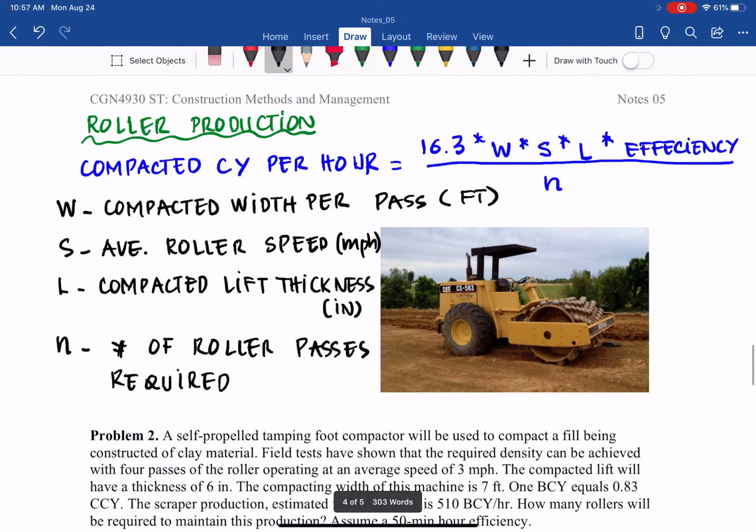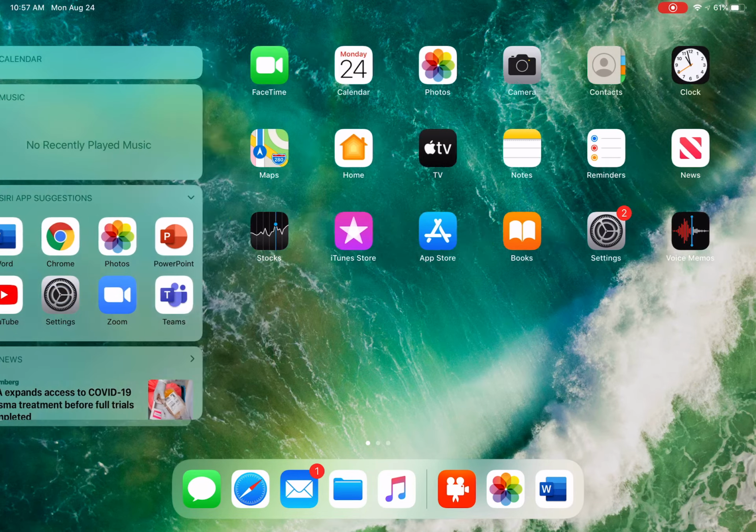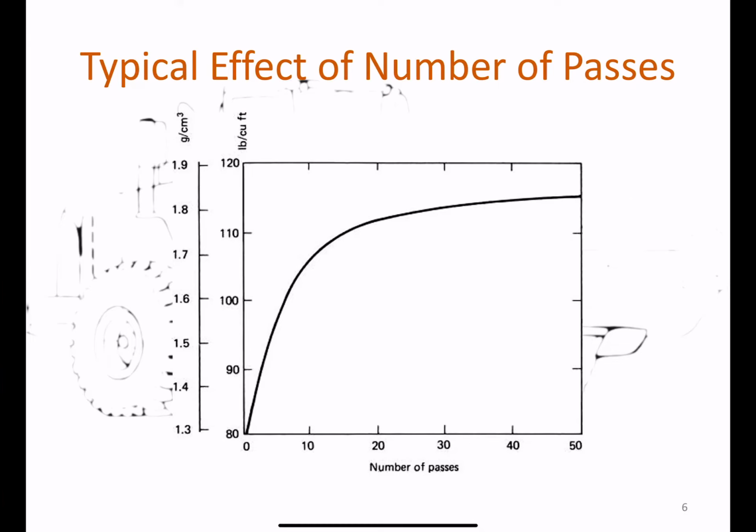Before we go to problem 2, we want to show you the number of passes for the roller. Here you see the typical effect of the number of passes, the relationship between the number of passes and the desired dry density of the soil after compaction. As you can see, for the first 10 passes, the more you increase the number of passes, the density increases significantly. But after 10, it is about to level off. After 50, the increase of the dry density is not so much.